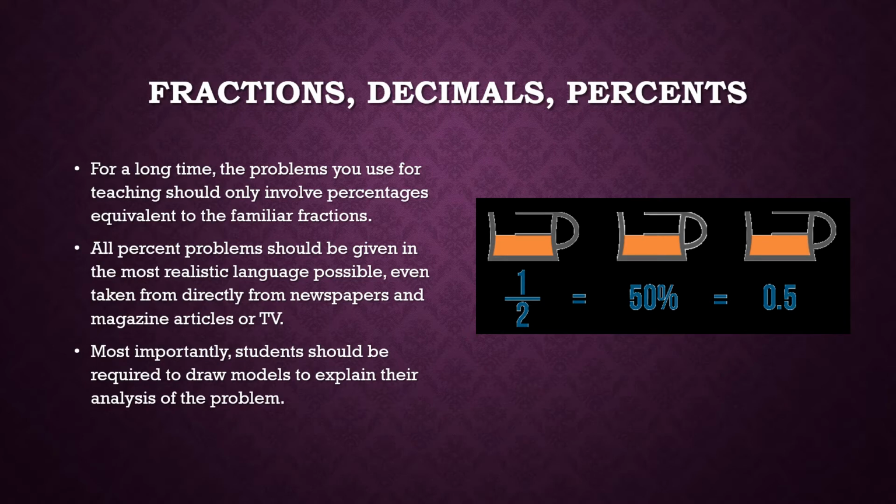But the most important thing you need to do is for them to draw models, because they need to get that visual in their head that these three things are equal: half, 50%, 5/10.